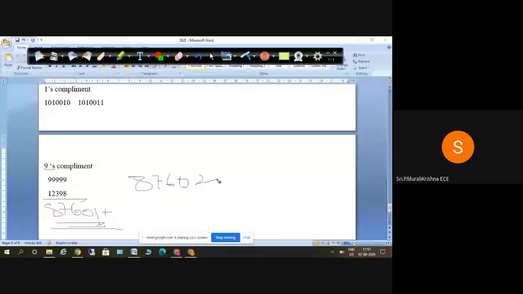You shouldn't think in binary format. Decimal format is just normal addition. So don't think like binary, where 1 plus 1 is 0 with carry. In decimal, 1 plus 1 is 2, because we have that option. So 9 plus 1 is where we go for 0 and carry 1. So 87602 is the 10's complement. Getting my point? So this is the decimal system. Clear? Yes, sir. Okay.